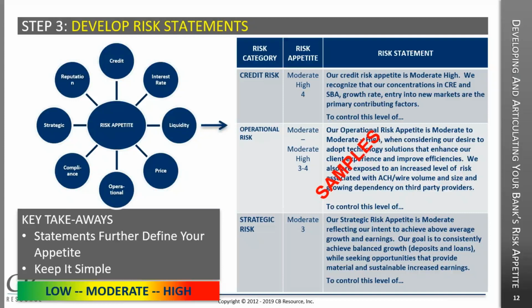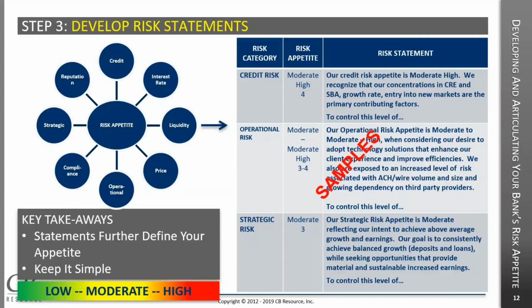So for example, if we look at this one that says credit risk on the screen, well, my credit risk is moderate high. My risk appetite is moderate high. Well, what does my statement lead with? My credit risk appetite is moderate high. We recognize that our concentration in CRE and SBA, our growth rate, our rate of entry into new markets are primary contributing factors that result in a moderate high rating. And then to control this level of risk, boom, we talk about our control systems, our underwriting processes, our investment in technology, relying on high quality independent third-party reviews, our stress testing. So define what the risk means and then how you control it.